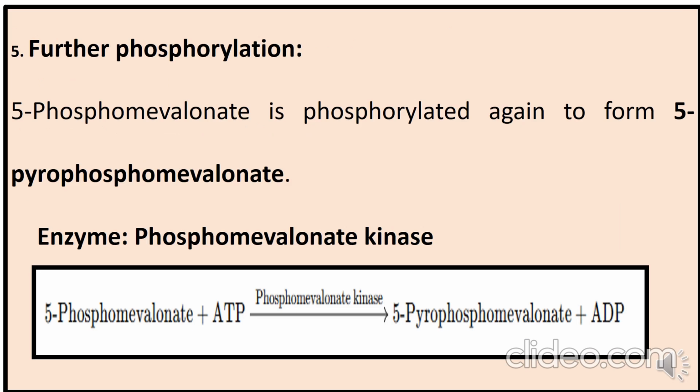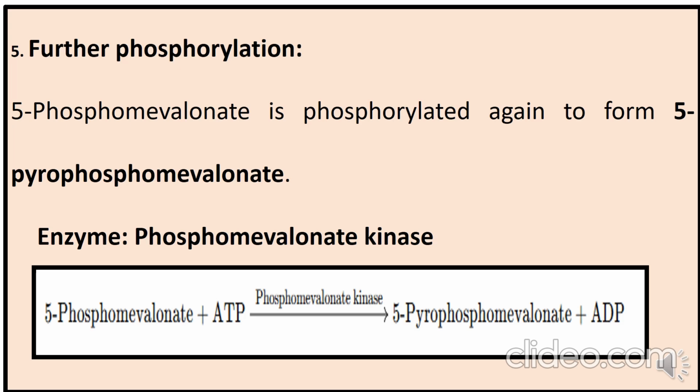Further phosphorylation is seen, that is, 5-phosphomevalonate is further phosphorylated again to form 5-pyrophosphomevalonate. And the enzyme involved here is phosphomevalonate kinase. Usually the enzymes take their names from the substrate on which they act. Here very clearly we can see phosphomevalonate kinase is nothing but a kinase acting on whom? What is the substrate? Phosphomevalonate, 5-phosphomevalonate. So the enzyme phosphomevalonate kinase adds phosphate from ATP.